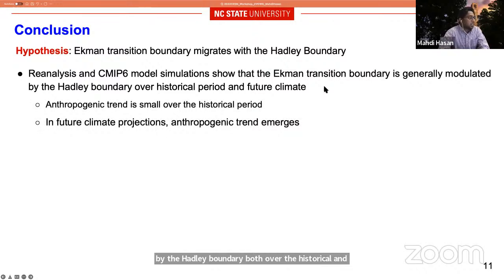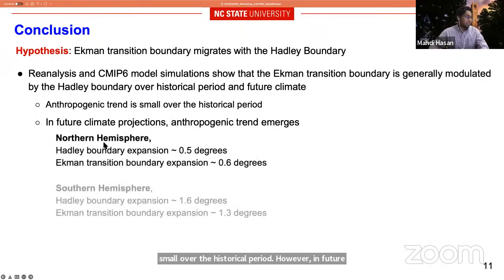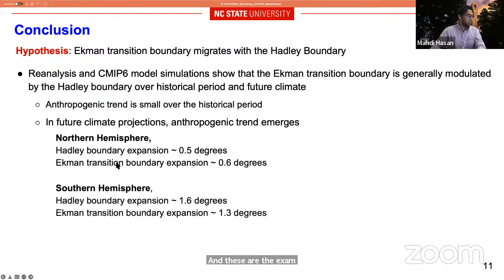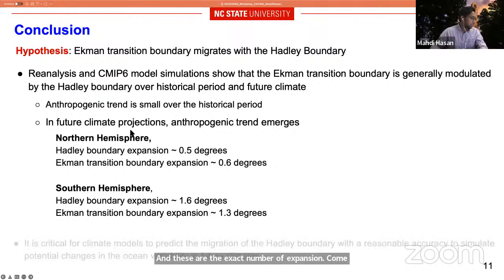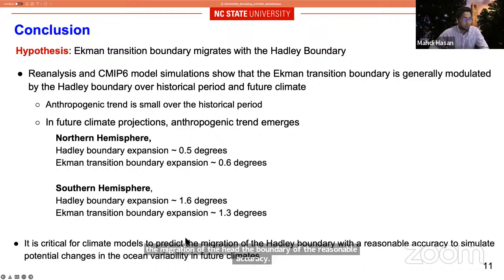And the anthropogenic trend is small over the historical period. However, in future climate projection, the trend does emerge. And these are the exact numbers of the expansion coming from the future climate projection. And so it is critical for climate models to predict the migration of the Hadley boundary with a reasonable accuracy to simulate potential changes in the ocean variability in future climate.